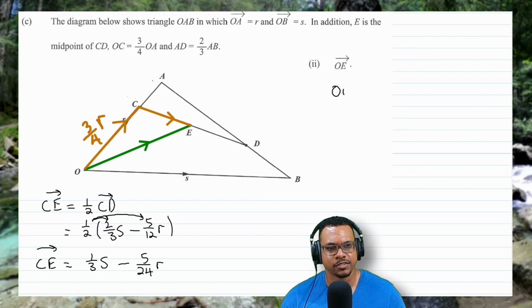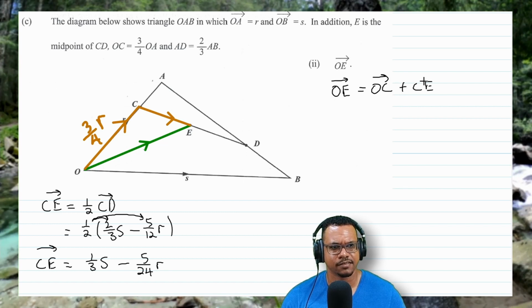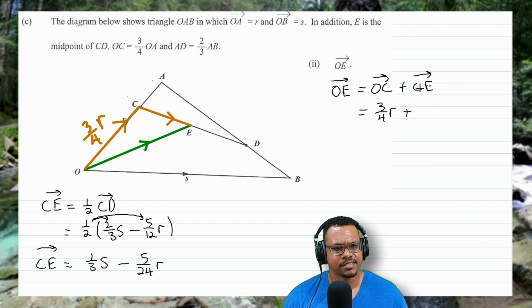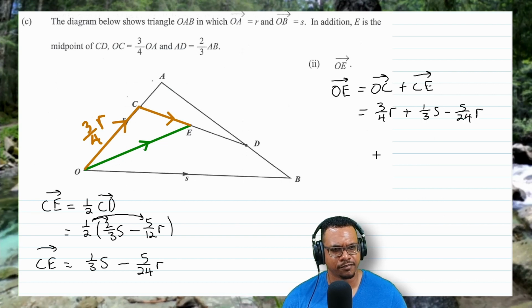Now coming here for O to E. O to E will be this O to C plus this C to E. So we have O to C plus C to E. And again, you can see that the O and the E are on the ends and the same letter is in the middle. That's why we have O to E. So O to C is this 3/4 R, plus C to E, which is this 1/3 S, take away this 5/24 R.